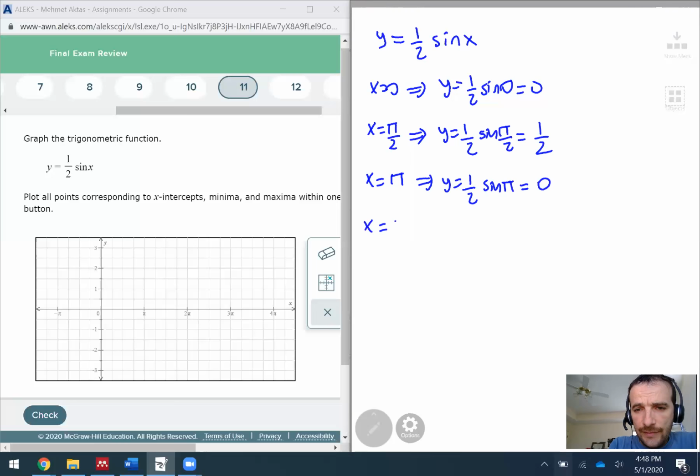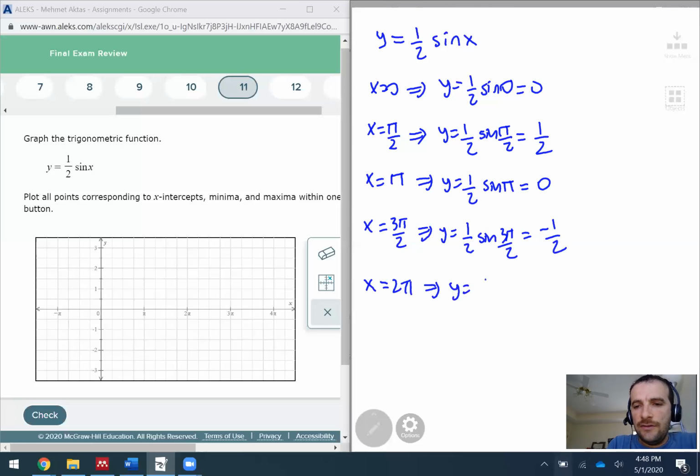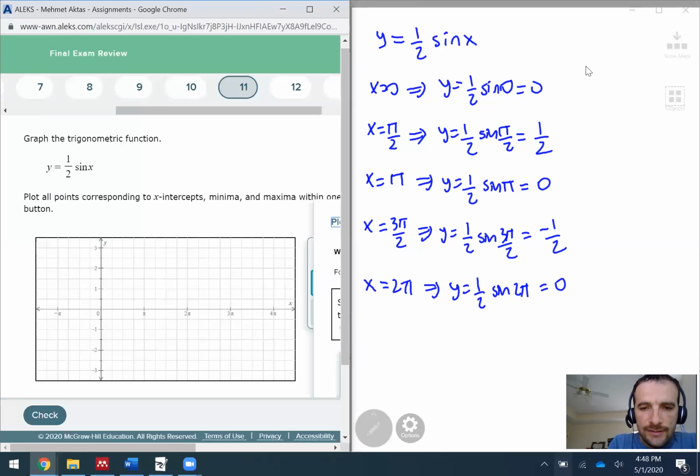Next, when x is equal to 3 pi halves, y is equal to 1/2 sine 3 pi halves. And sine 3 pi halves is -1. So 1/2 times -1 is -1/2. Lastly, x is equal to 2 pi. So y is equal to 1/2 sine 2 pi. Sine 2 pi is 0, so 1/2 sine 2 pi is again 0.